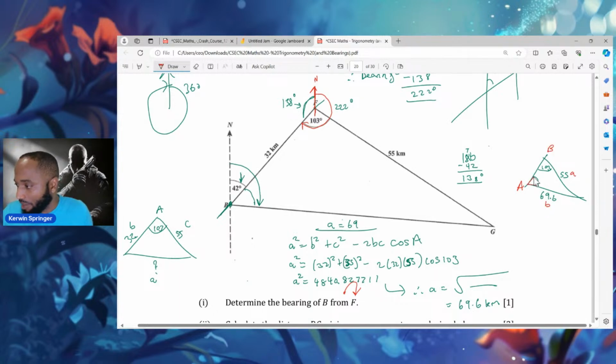Since it's the angle I'm interested in, I'll put sine of A over A is equal to sine of B over B. So the sine of A over 55 must be equal to the sine of 103 over 69.6. Therefore, the sine of A must be equal to sine of 103 over 69.6, multiplied by the 55. So I'm going to put that into my calculator whole.